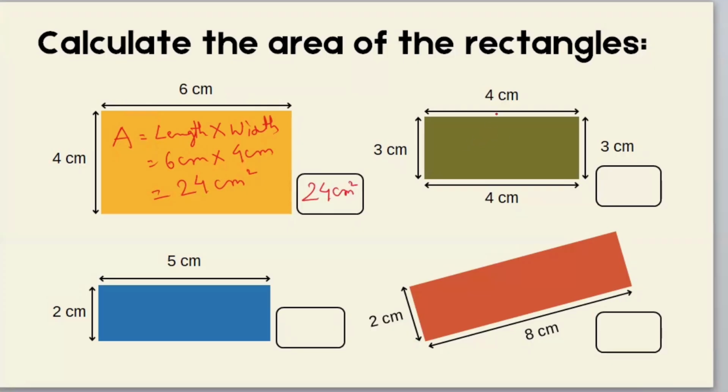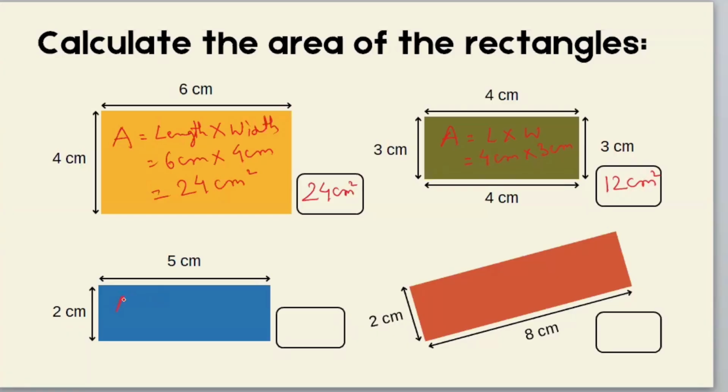Same here. Length is given, 4 centimeter, and 3 centimeter width. As we know, in a rectangle opposite sides are equal. So what's the formula? The same formula we have to use here. Don't get confused if both the lengths are given and both the widths are given. You just have to use the formula for finding the area of a rectangle. A is equal to L times W, that is length times width. That is 4 centimeter times 3 centimeter, and it will be 12 centimeter square.